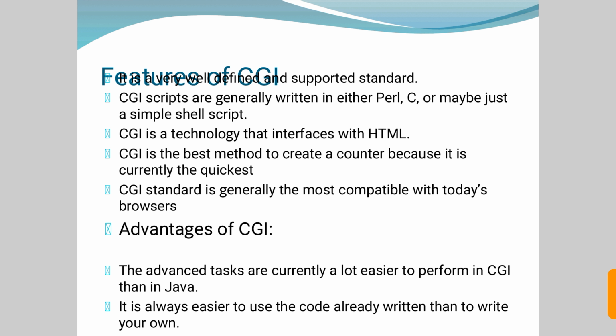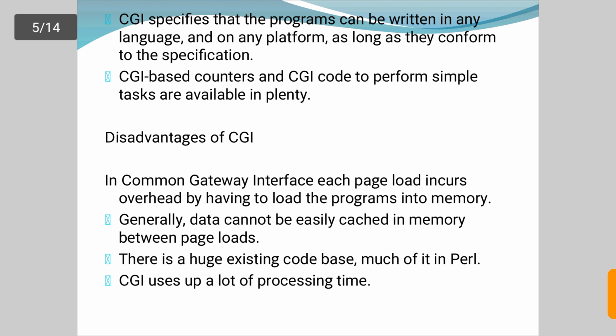Next topic is advantages of CGI. The advanced tasks are currently a lot easier to perform in CGI than in Java. And it is always easier to use code already written than to write your own. Next, CGI specifies that programs can be written in any language and on any platform as long as they conform to the specification. CGI based counters and CGI code to perform simple tasks are available in plenty.